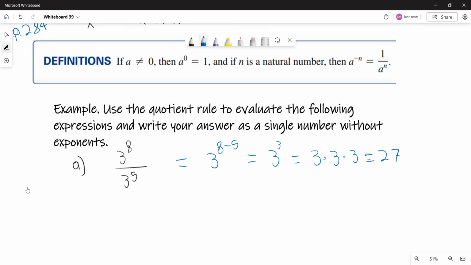Part B. 5 squared over 5 to the 4th. From the quotient rule, we know that this is 5 to the 2 minus 4, which is 5 to the negative 2. But a negative exponent indicates reciprocal, so this is the same as 1 over 5 squared. And 5 squared is 5 times 5, which is 25.